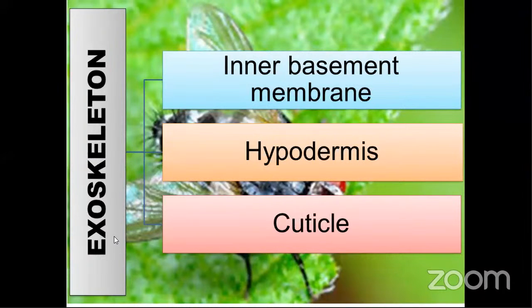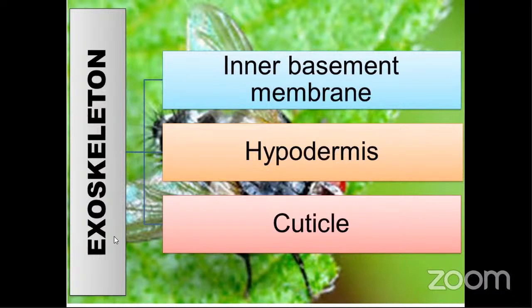The exoskeleton, integument or body wall consists of three layers: the inner basement membrane, the middle hypodermis, and the outermost cuticle layer. The basement membrane is the basal part of the body wall. Hypodermis we can also call epidermis.